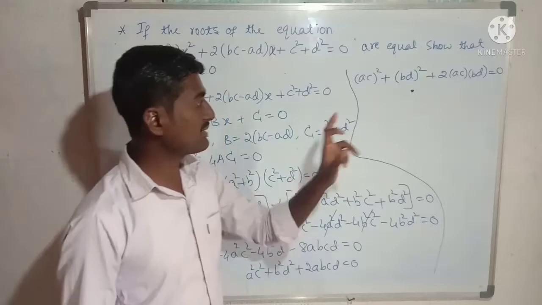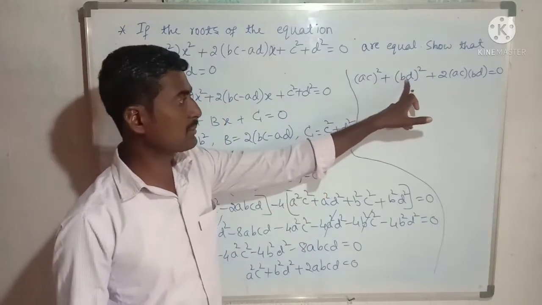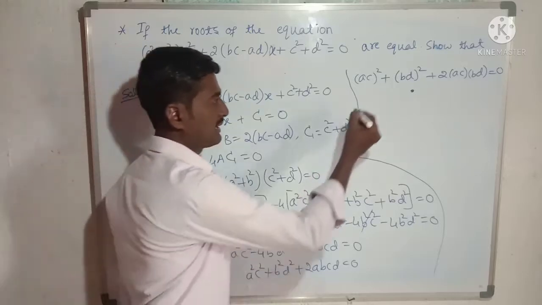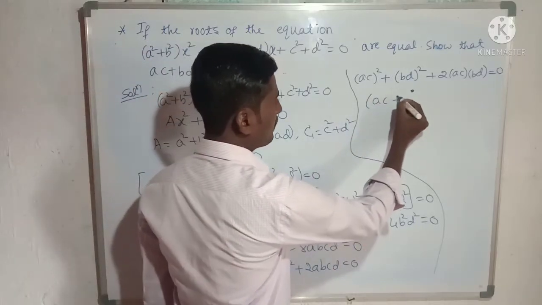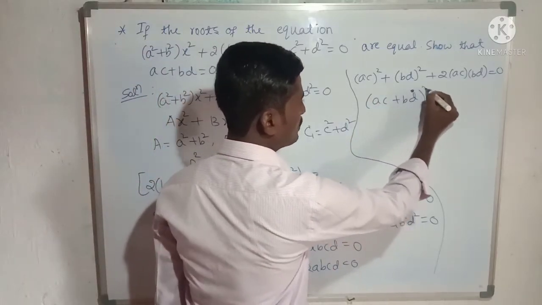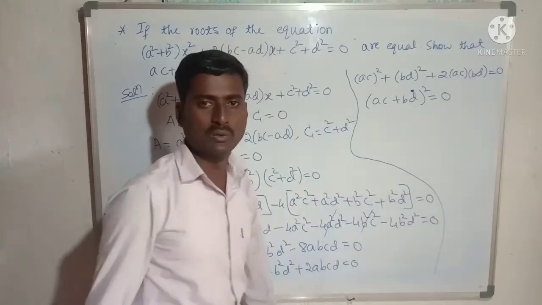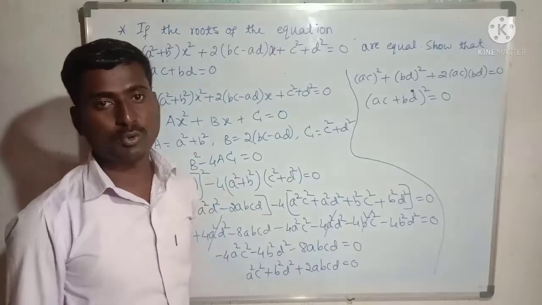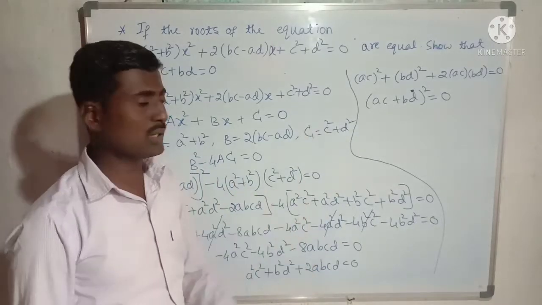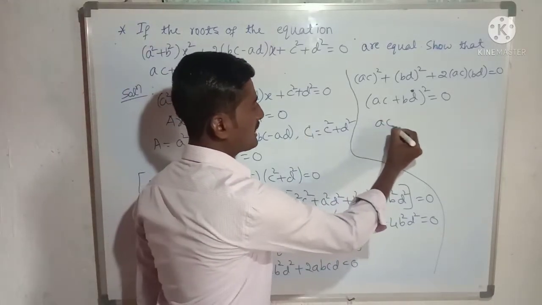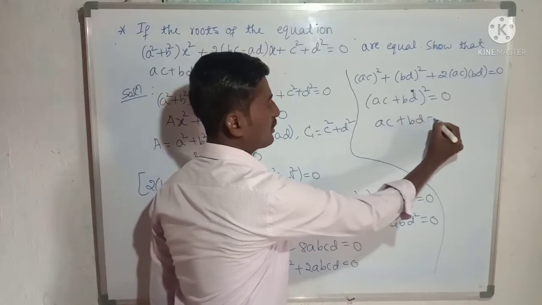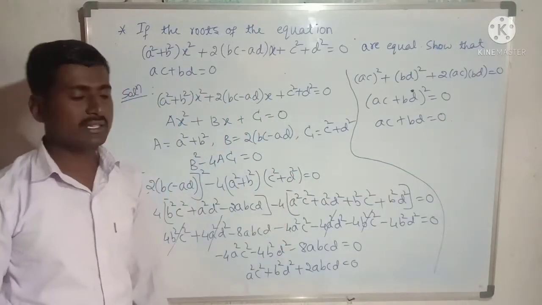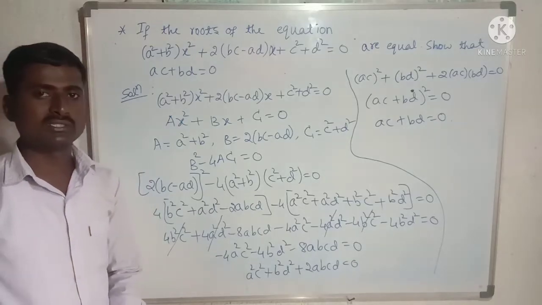Here a is nothing but AC, b is nothing but BD. So it means (a plus b) whole square, that is (AC plus BD) whole square is equal to 0. Now I'll take this square to the right side. It will become square root. Square root of 0 is 0 only. So here I am getting AC plus BD is equal to 0. Hence we proved that AC plus BD equal to 0.